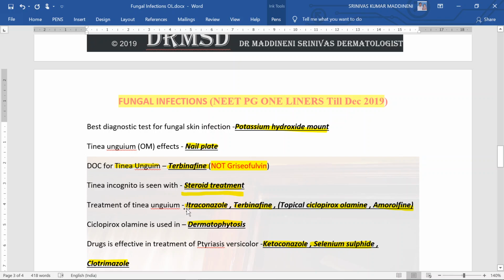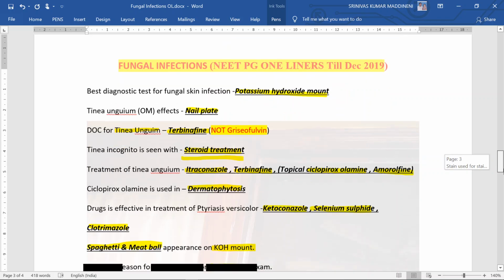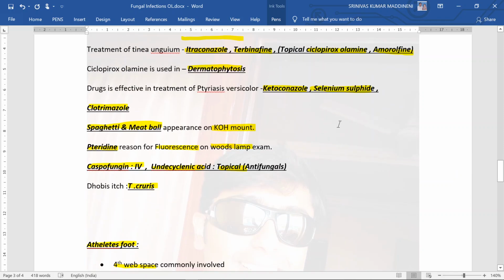Treatment of tinea unguum is itraconazole and terbinafine, which are commonly employed. Even topical preparations are there like ciclopirox olamine and amorolfine. Ciclopirox olamine is used in dermatophytosis. And coming to tinea versicolor, the drugs which are effective are ketoconazole, selenium sulfide, and clotrimazole.